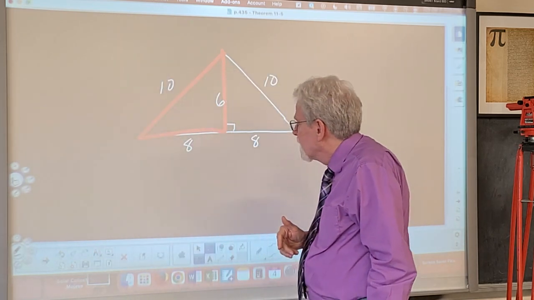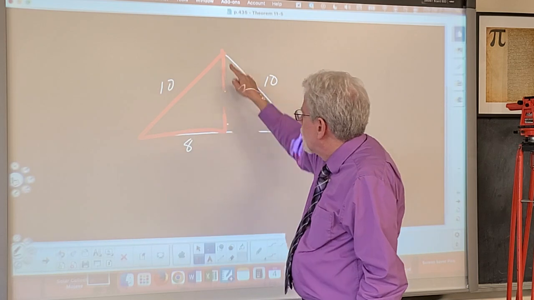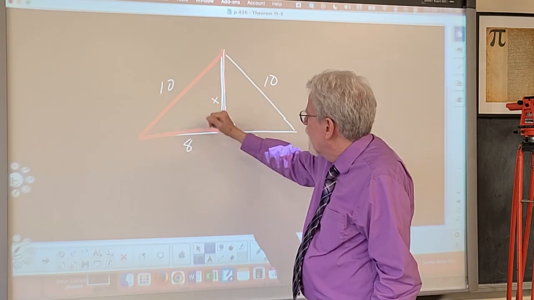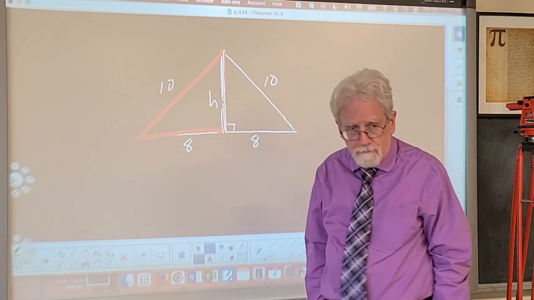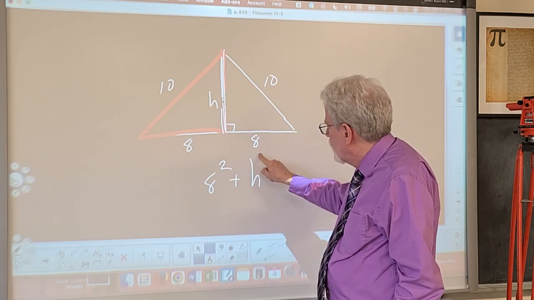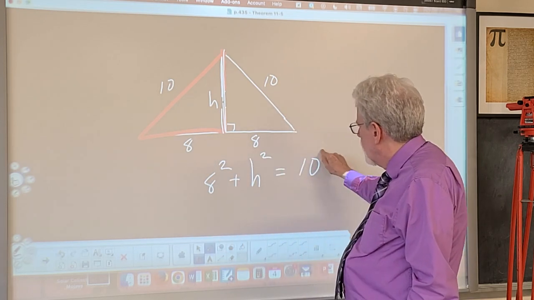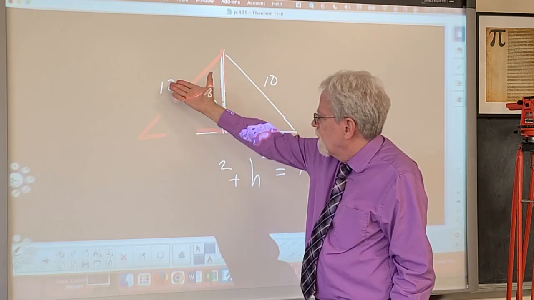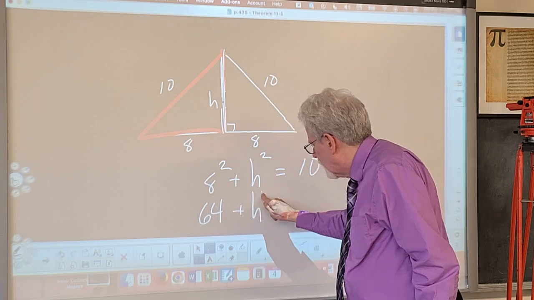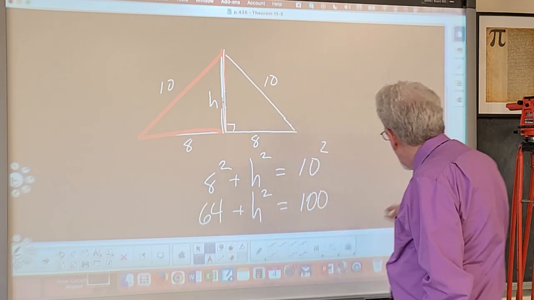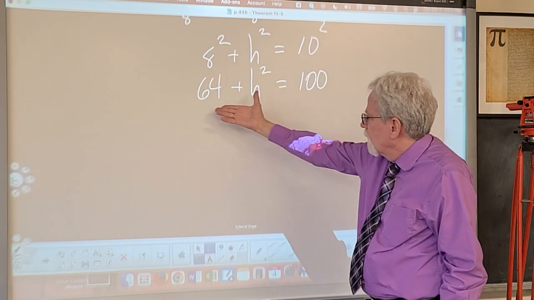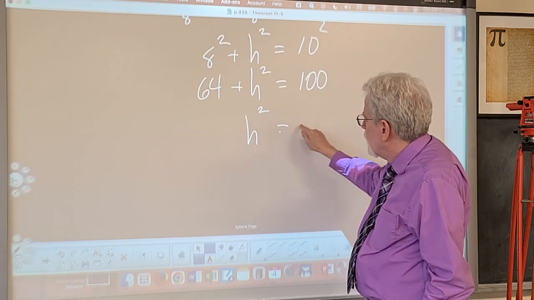Suppose you don't notice that pattern. If you need to find out what this is, use the Pythagorean theorem. Let's call it h for height. We have 8 squared plus the unknown h squared equals 10 squared. A squared plus b squared equals c squared. That's 64 plus h squared equals 100. Now what do we do? Subtract 64 from both sides. Subtracting 64, we have h squared equals 36.